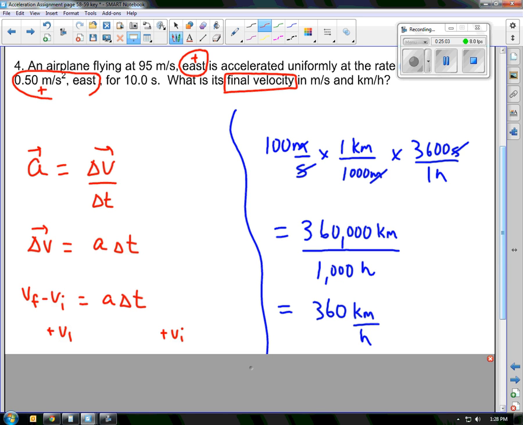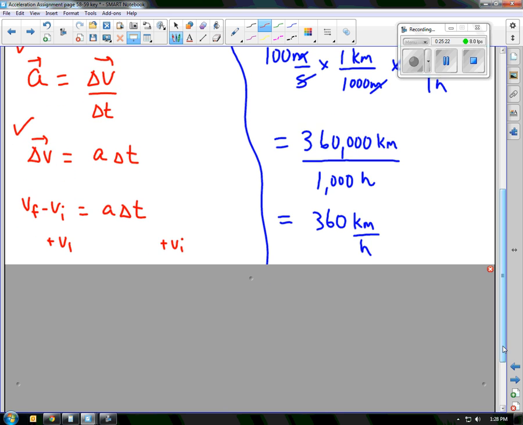Well, let's start with your original formula. Acceleration is the change in velocity divided by the change in time. Then you find your velocity formula, which is delta v is equal to a delta t. But here's where you would go next. You would rewrite that delta. What does that delta mean? Well, that delta means v final minus v initial is equal to acceleration times time.